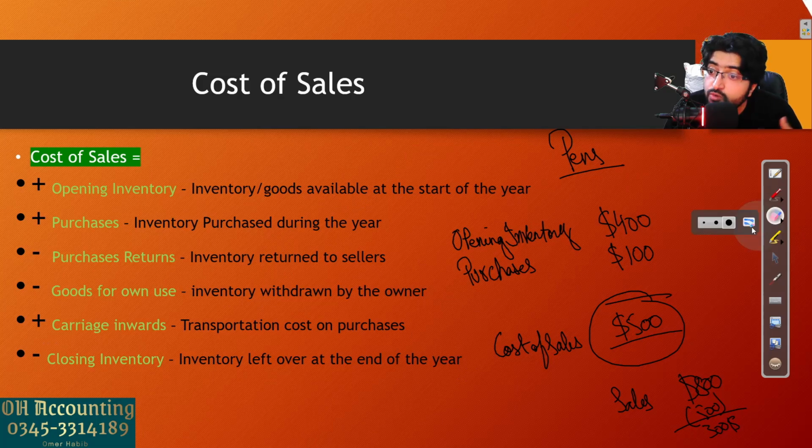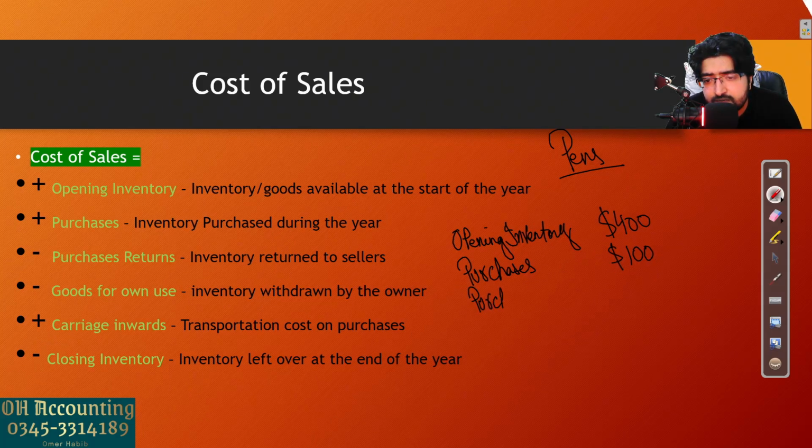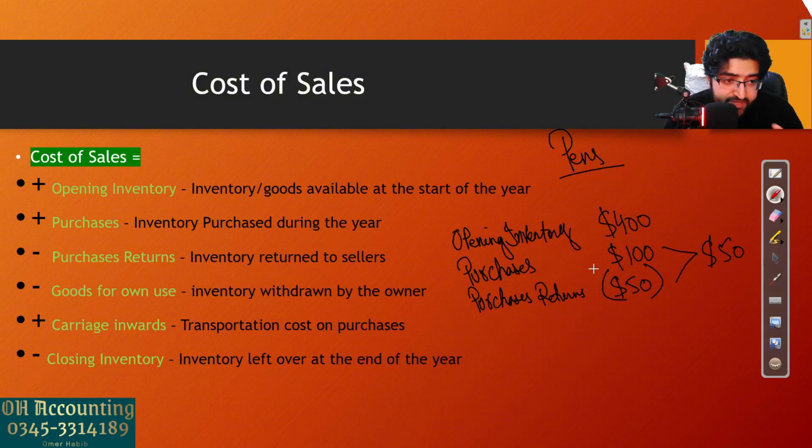Right? Now let's include more things to this. Let me erase this. Okay, and imagine I had opening inventory 400, purchases were 100. Then after purchasing these goods, I decided to return goods worth $50 back. Should I include this in cost of sales now? No, I cannot. Why? Because I'm returning these goods back. So I will have to exclude this amount. So my overall purchases are worth $50, right? Not $100, because I'm returning goods back worth $50.